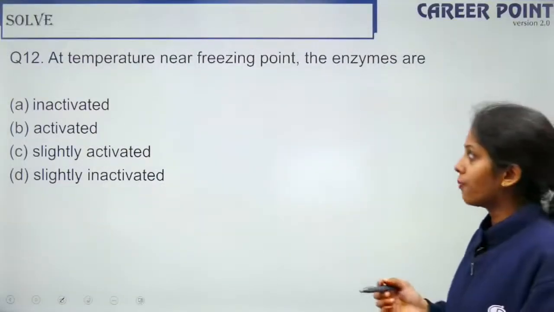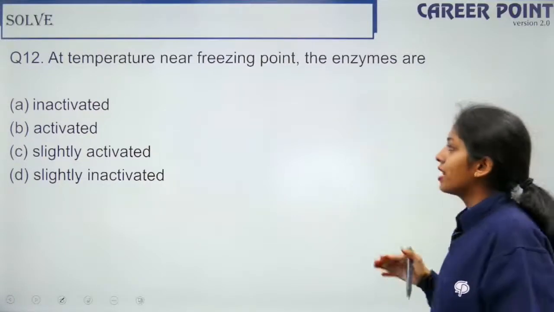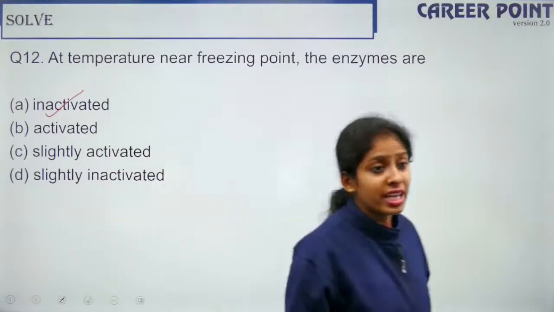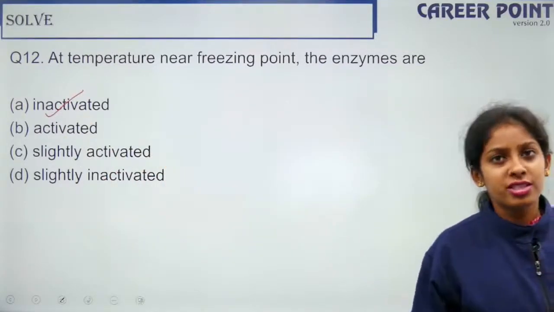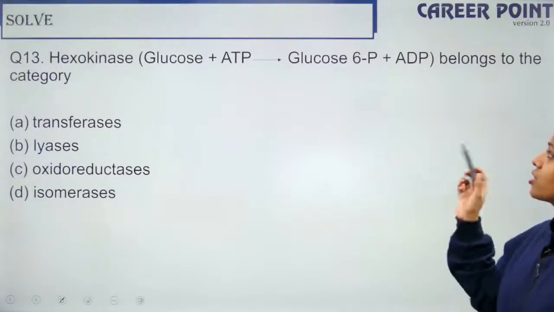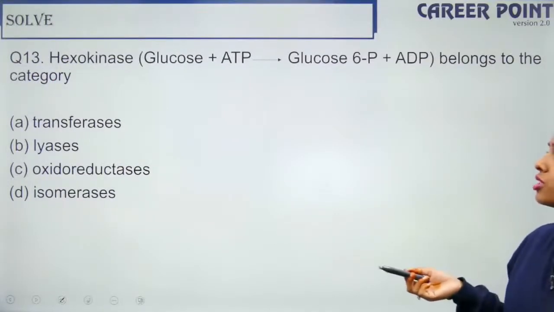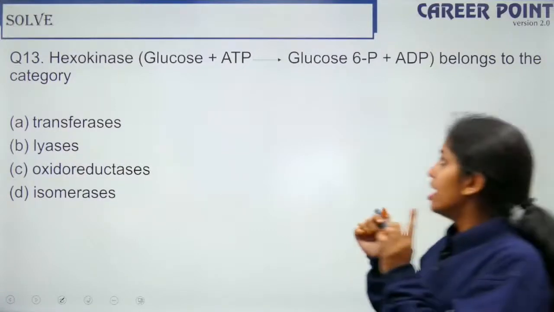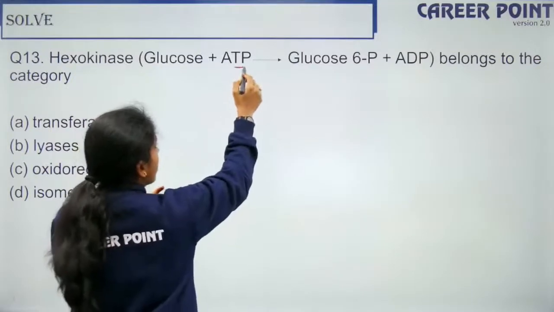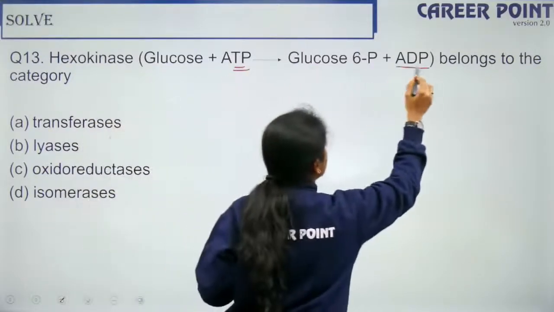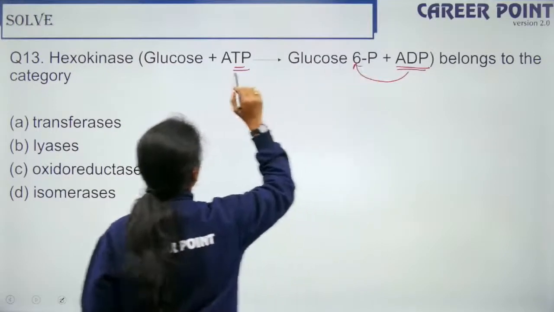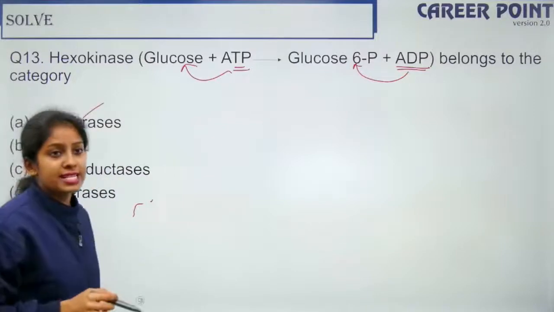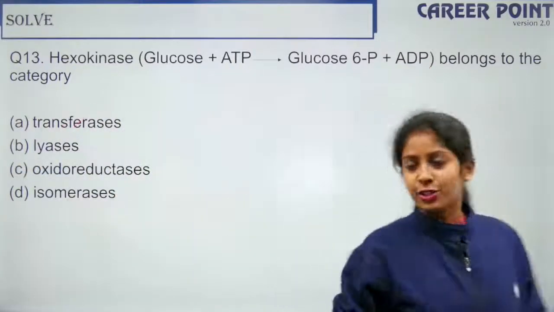Alright. So question 12. At a temperature near the freezing point, the enzymes are inactivated. So at lower temperature, the enzymes are temporarily inactivated, and at higher temperatures, they are denatured. Hexokinase, glucose to glucose 6-phosphate, belongs to the category of which of the following? Here an additional phosphate group. See, here it is triphosphate, right? And here it becomes diphosphate. So the phosphate group is getting transferred from here to here. So they belong to the family of transferases because they are transferring the phosphate group.